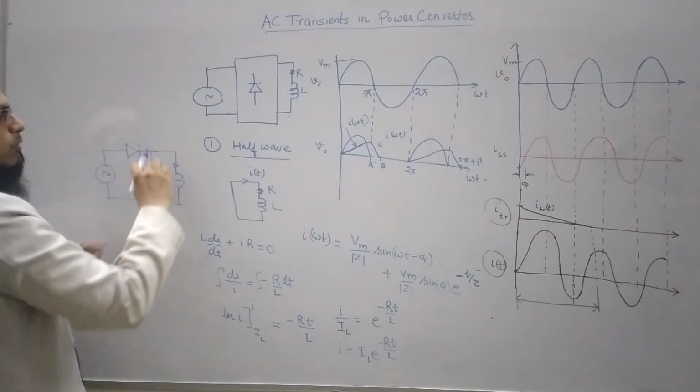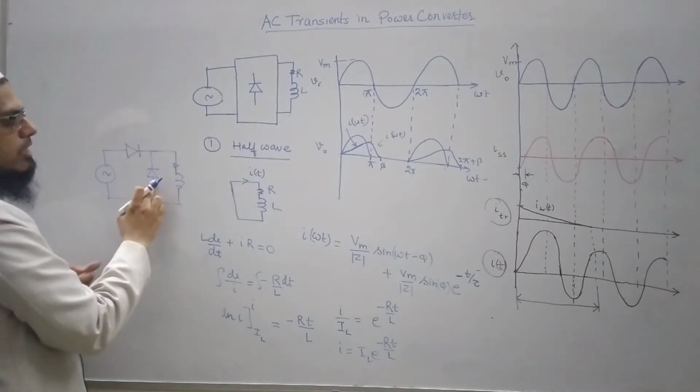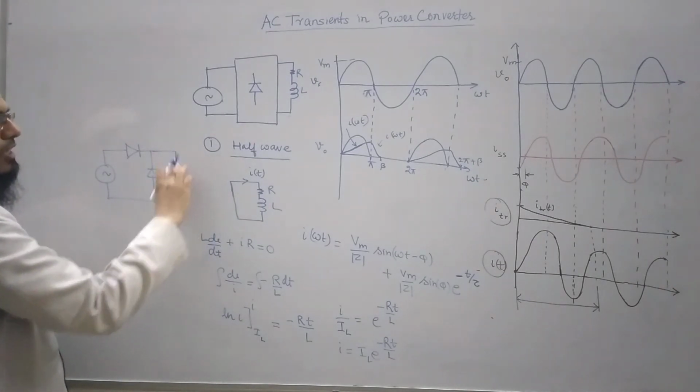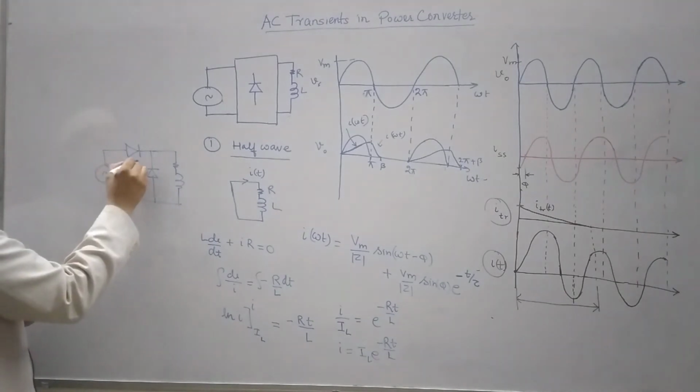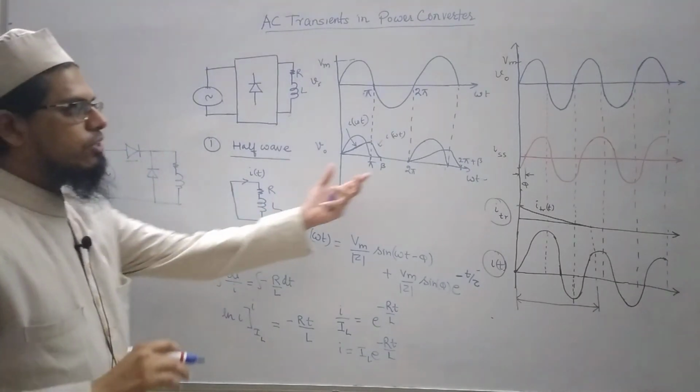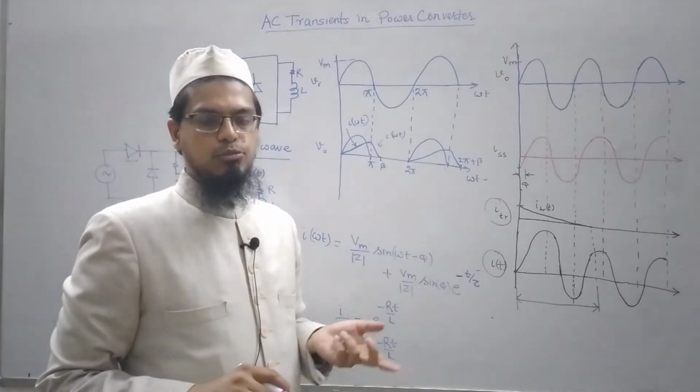So this voltage becomes equal to 0, since the diode is conducting and short circuiting this load while current is flowing through it, and this other diode will be turned off during the interval pi to 2 pi.